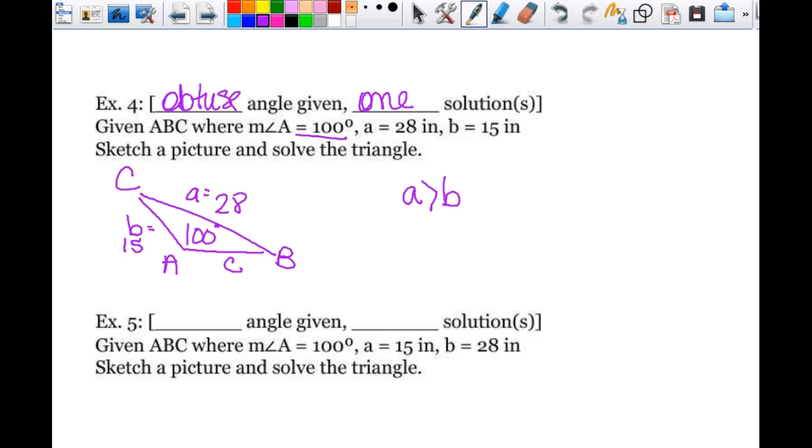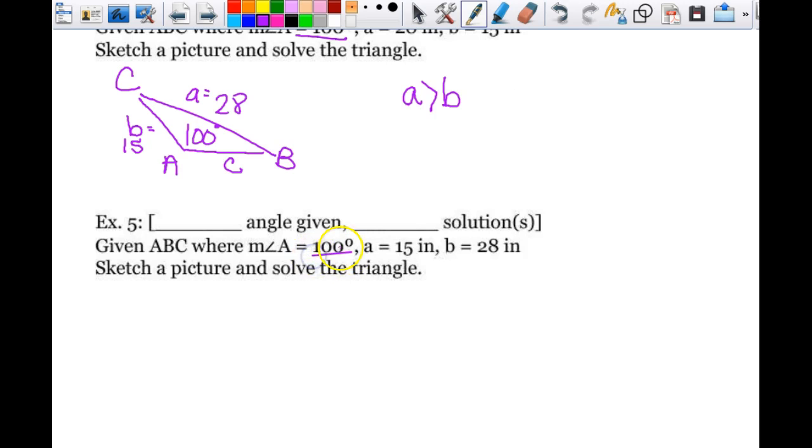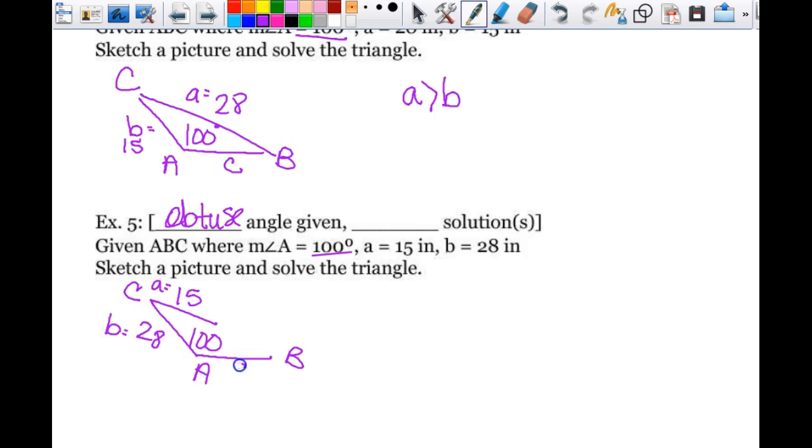Here's another obtuse triangle. Again, you've got the obtuse angle given. Check this out. This is your 100 degrees, and A is across from it. Little a is 15, little b is 28. So in this case, A is less than B. Since there is no ambiguous case here, 15 isn't going to be able to swing anywhere else. If A is less than B, how many solutions do you get? 0. So I'm going to put no solutions, or 0, either way.